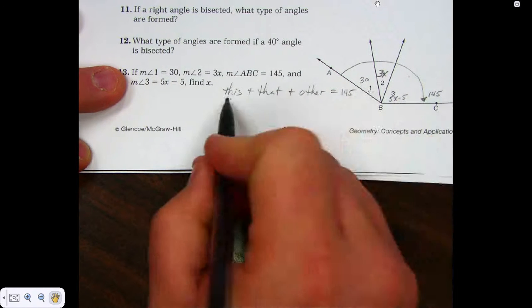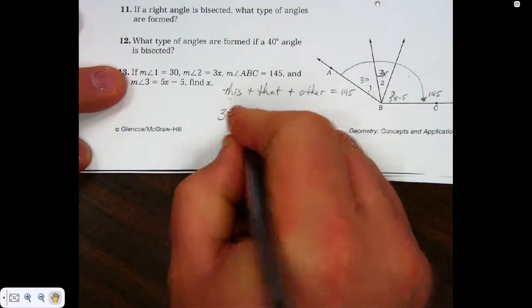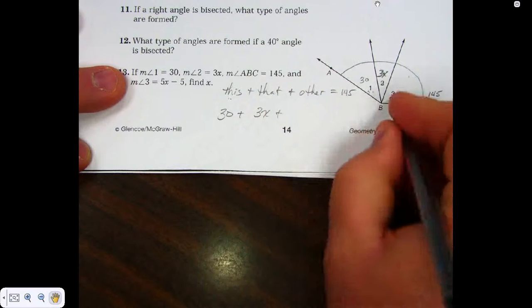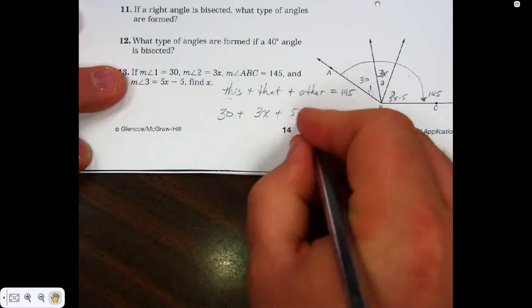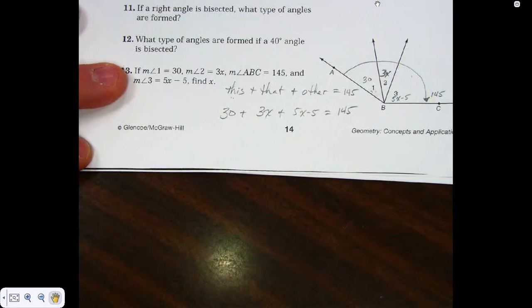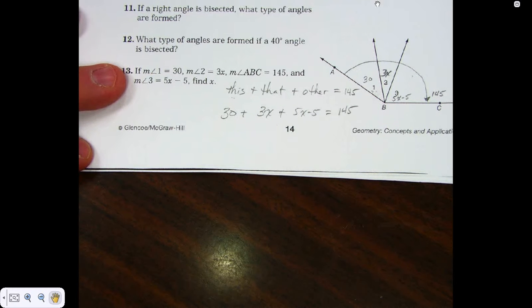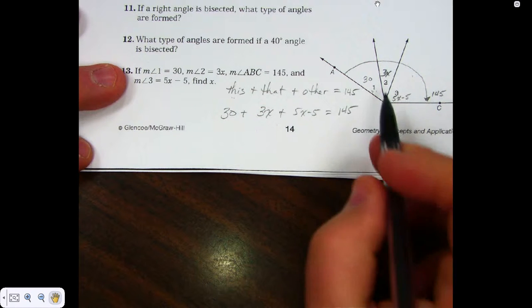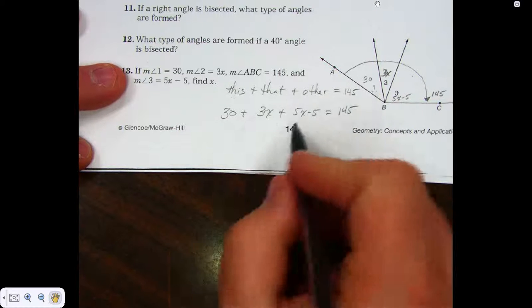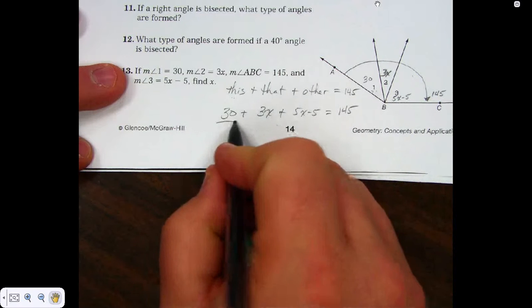All you gotta do now is write what this is. What is this? 30. Plus, what is that? 3x. What is the other? 5x minus 5. And it's all equal to? 145. So you have the skills to do that and to create that equation. You understand the situation in front of you. But you're not going to be able to understand it until you label that and look at it in that general aspect. At this point, all we do is combine like terms.